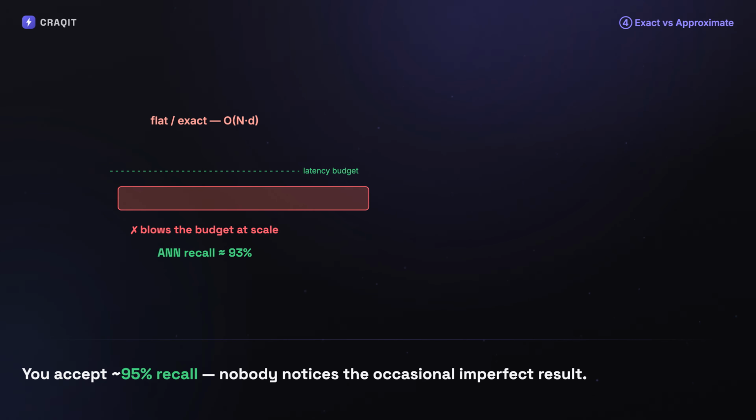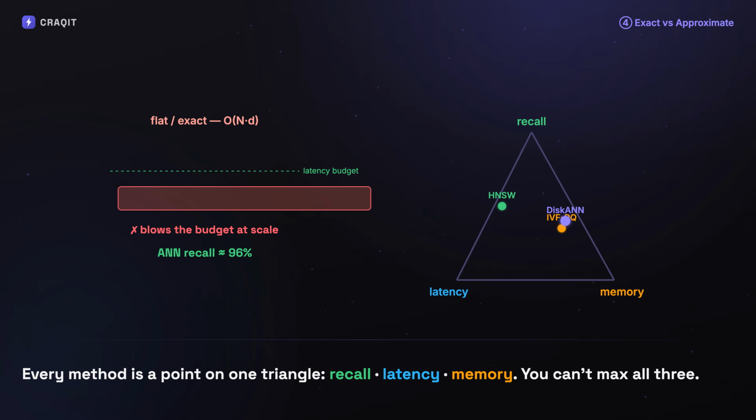And now the frame for the rest of this video, the single mental model to draw. Every ANN approach is a point on a triangle. Recall, latency, and memory. You can be fast and accurate, but memory hungry. You can be memory cheap and accurate, but slower. You can be fast and cheap, but sloppy. You cannot maximize all three at once.